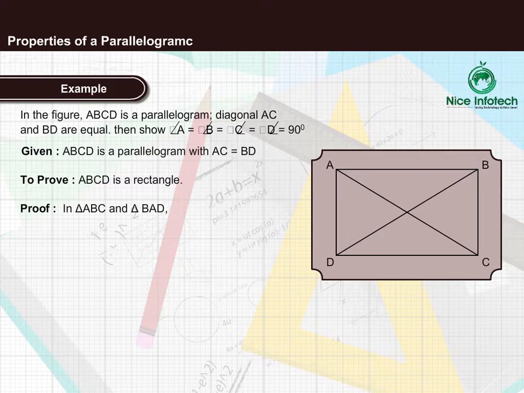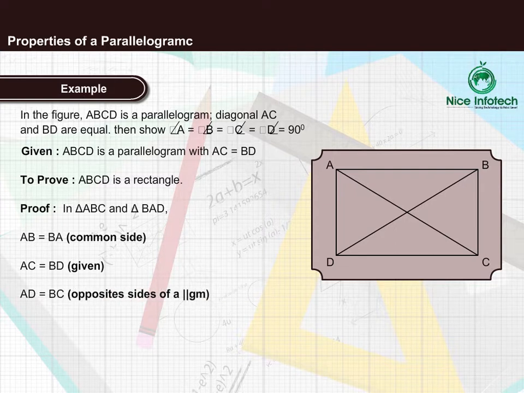In triangle ABC and triangle BAD, AB equal to BA, as it is a common side in both the triangles. AC equal to BD, it is given, and thirdly, AD equal to BC. These are the opposite sides of a parallelogram.